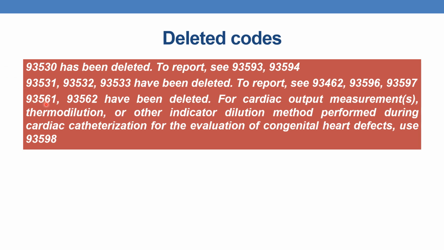Similarly, 93561, 562 have been deleted. For cardiac output measurements, thermodilution or other indicator dilution method performed during cardiac catheterization for the evaluation of congenital heart defects, you need to use the code 93598. So the overall codes that are deleted are 93530, 531, 532, 533, 561, 562.